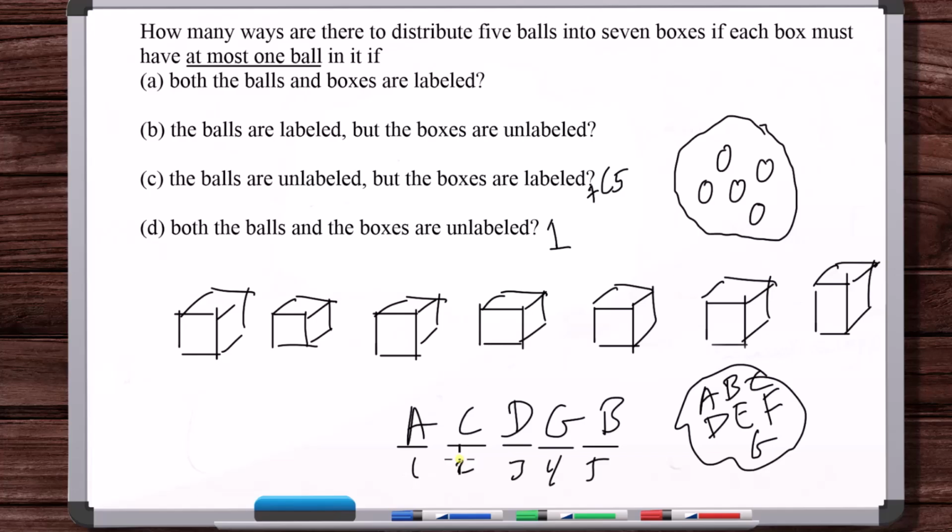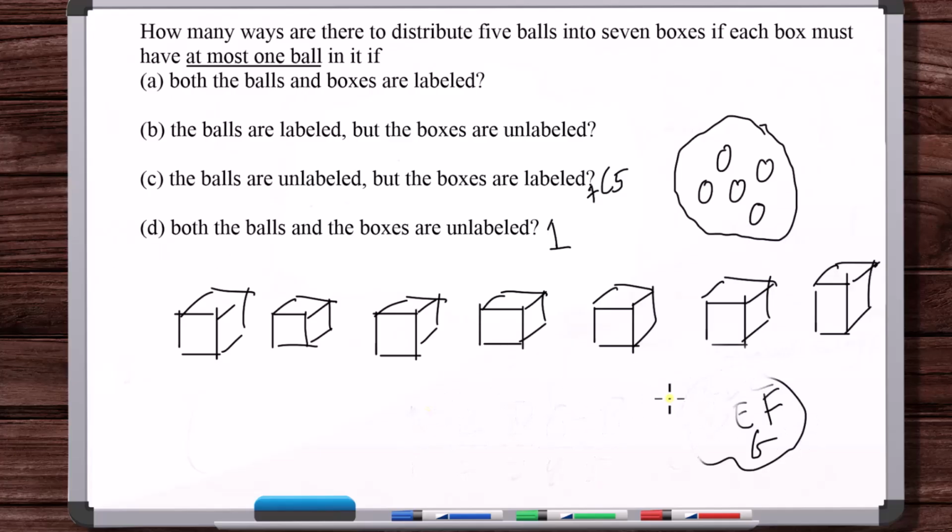But we do care if we switch out D with E because the boxes are labeled. In that case, you're saying, okay, I'm taking this ball from box D, making that empty, and putting it in box E. So that's 7, choose 5. Okay. Now, what if the balls are labeled, but the boxes are unlabeled?